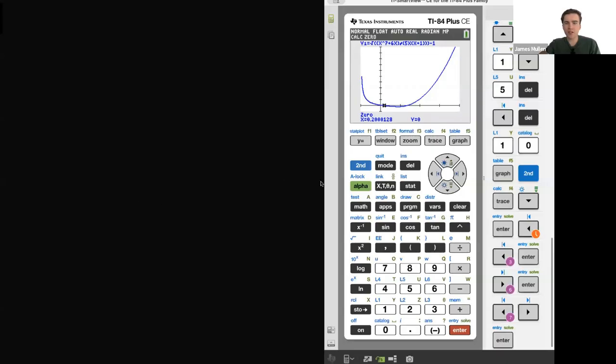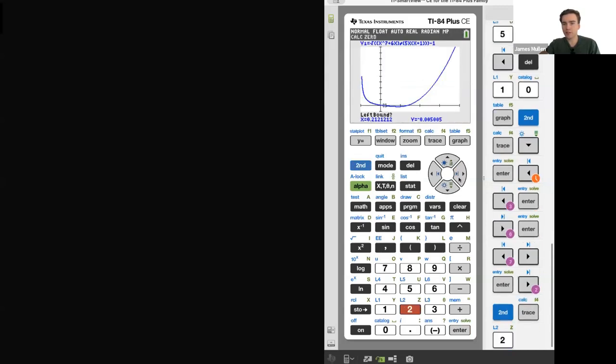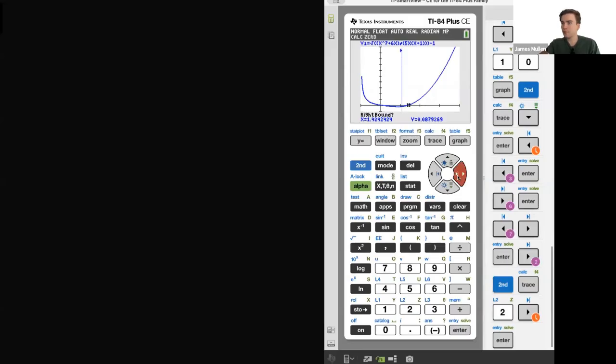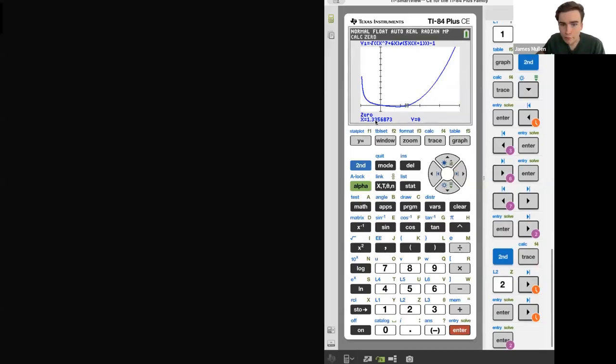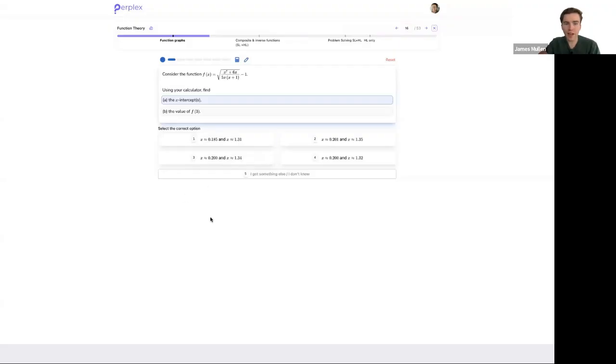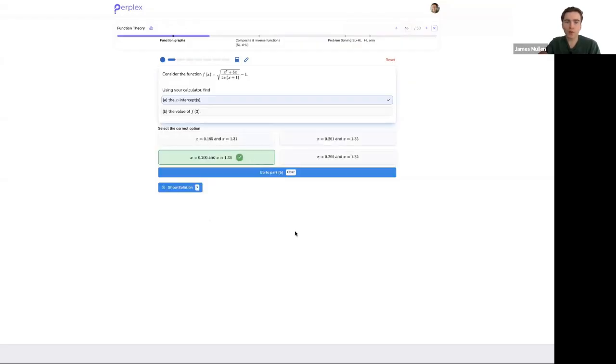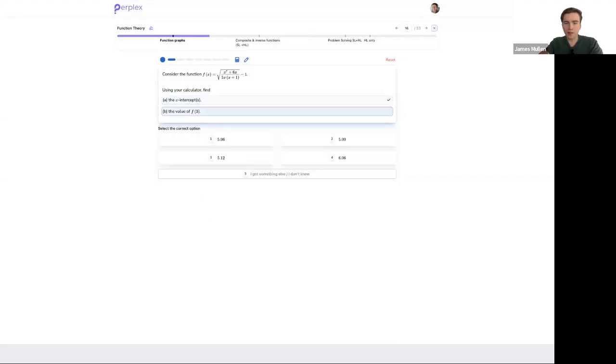So it's one of these two options. I just need to find the second 0 now. So I'm going to do the same thing again, go a little bit faster. Left bound here, right bound here, enter. And I find 1.335, which I'm going to round to 1.34. So it means I have option 3. So for part A, I believe we had 0.200 and 1.34.